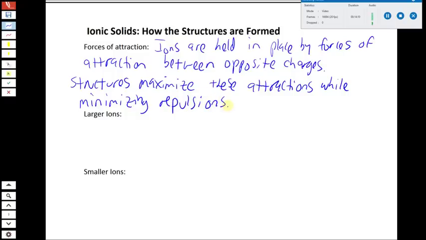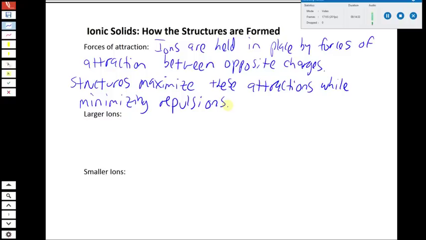So there are a lot of different ionic structures, and that's really the whole name of the game. Put the ions in such a place that the attractive forces are maximized, and the repulsive forces are minimized. So when we have an ionic structure, we have two different ions. We're only going to be talking about the structures of binary ionic compounds. Those are ionic compounds that just have two elements in them.